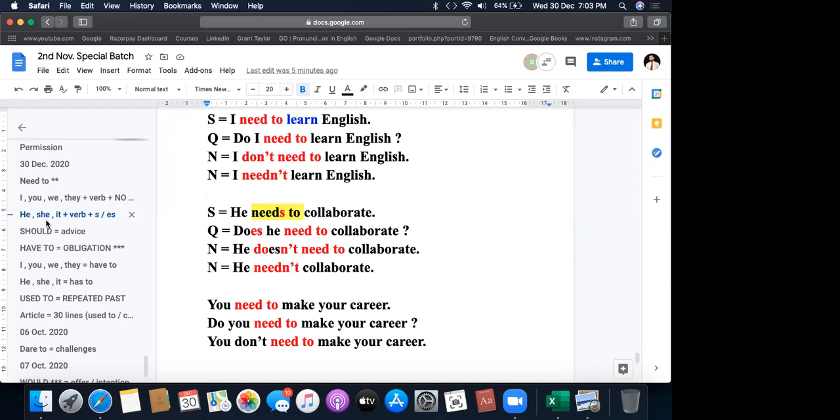They need to take permission. Do they need to take permission? They don't need to take permission. Good. We need to take the medicine. Do we need to take the medicine? We don't need to take the medicine.